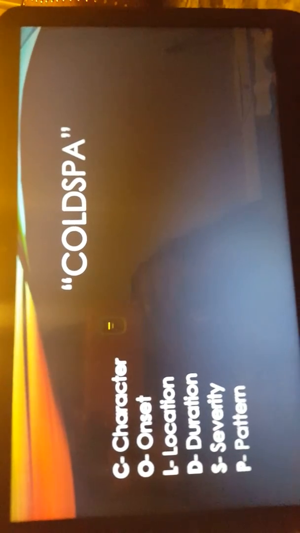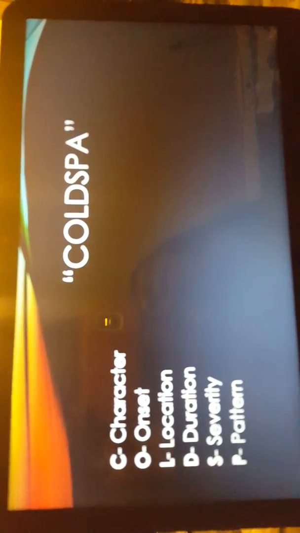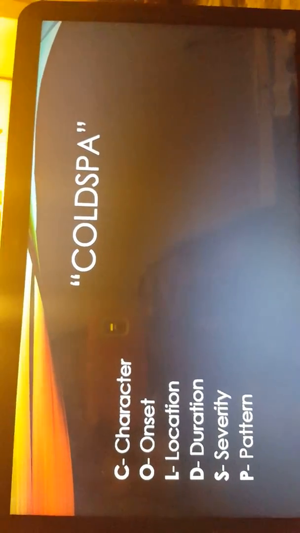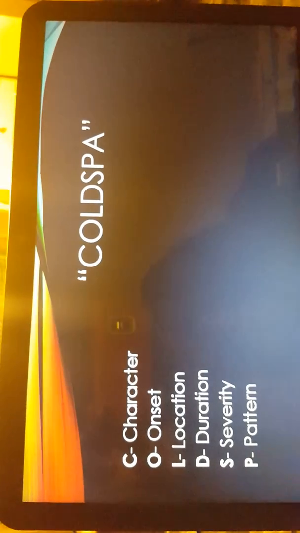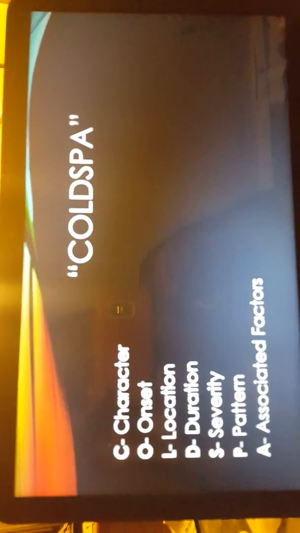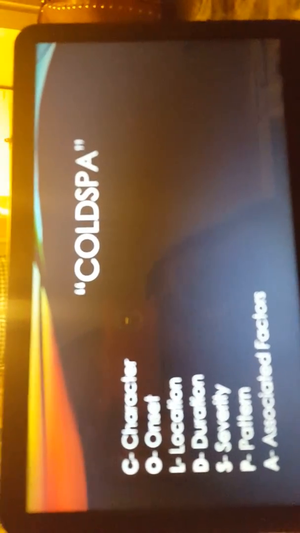Pattern. Pattern tells, is it ongoing? Is it come and go? Just what type of pattern? Is it more in the morning or at night? And associated factors. What makes it worse? Does it get worse when you're hot or cold? Or does it get worse when you go outside?